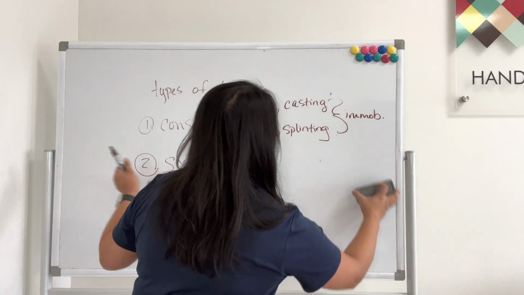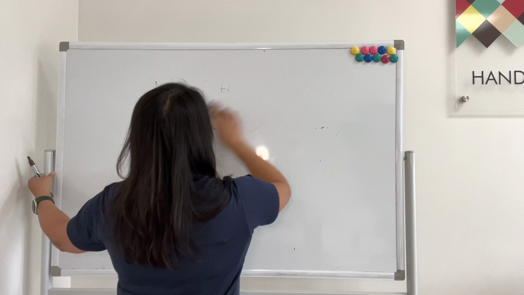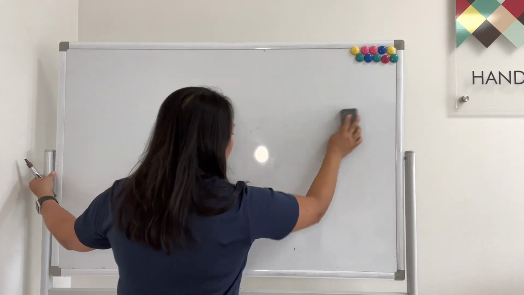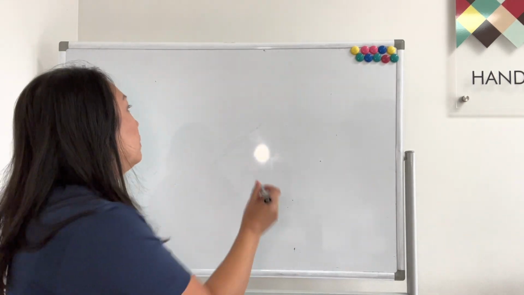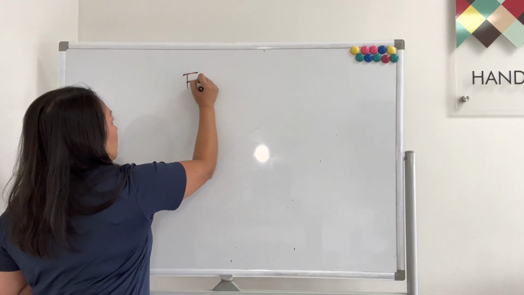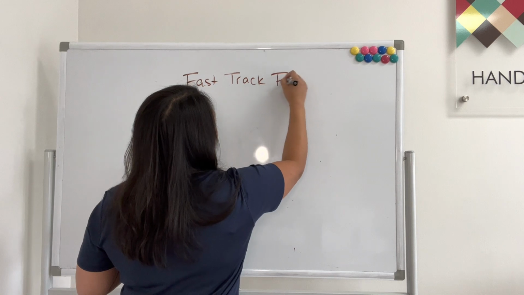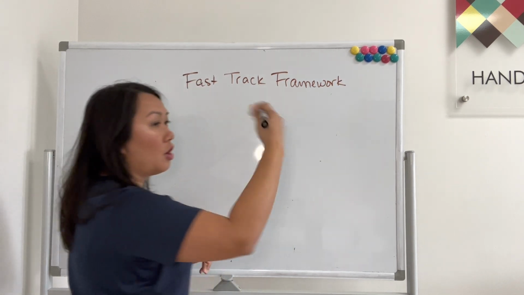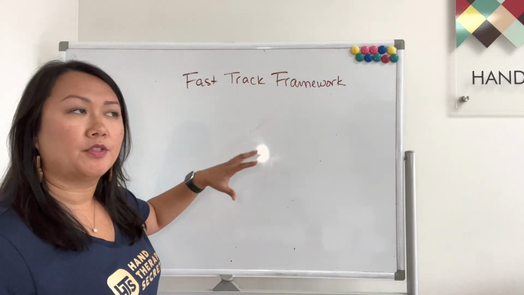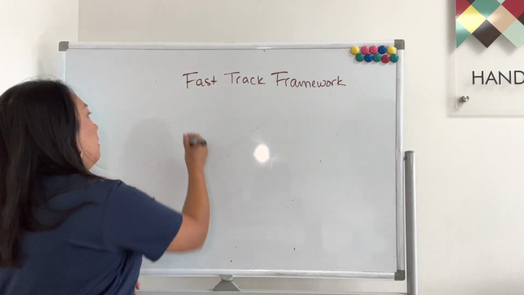So if you have cases that come in and you're just not really sure where to get started or what you're allowed to do with them based on their injury, this framework, which I call my fast track framework, allows you to go through all the areas and pieces that you could potentially work on, right?